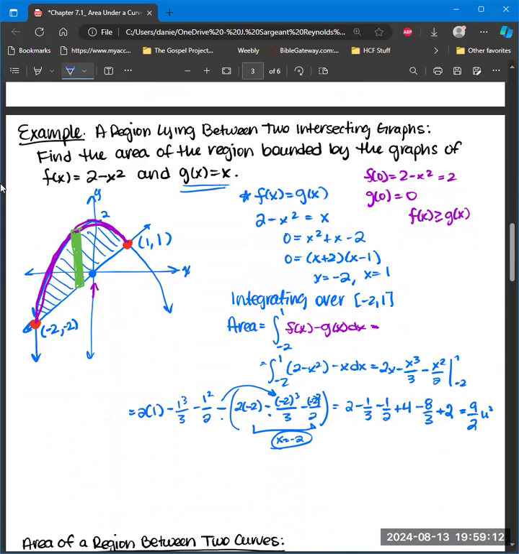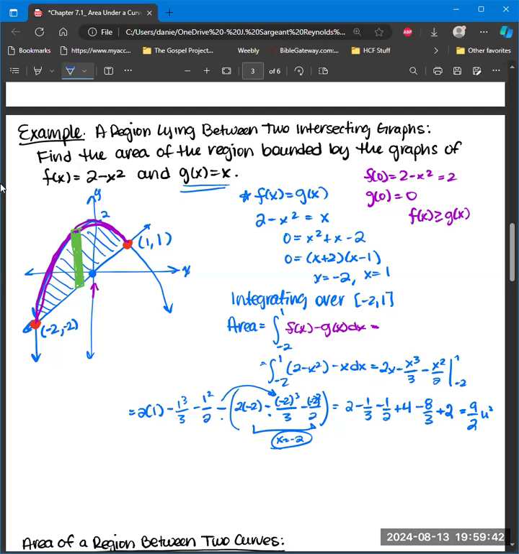So when we set 2 minus x squared equal to x, since those are my two functions here, then we're going to bring everything to the right so that the x squared term will be positive, and we get a polynomial with a positive leading coefficient. x squared plus x minus 2, we're going to factor into x plus 2 and x minus 1. Then we set each factor equal to 0 and solve. We get x is negative 2 and x is 1.